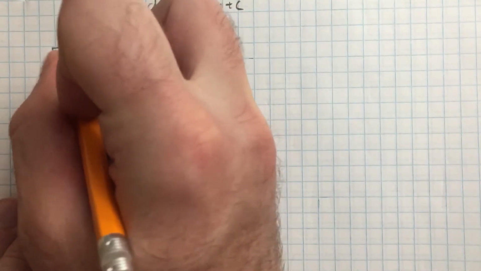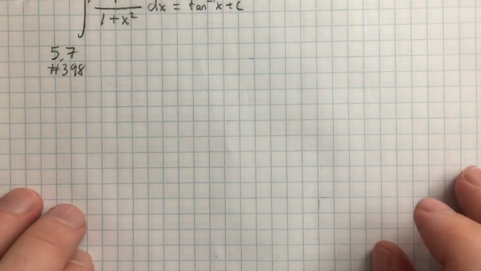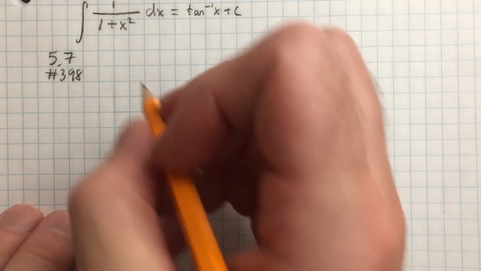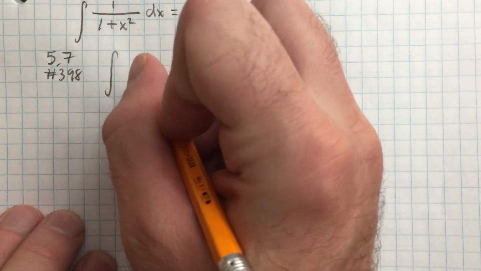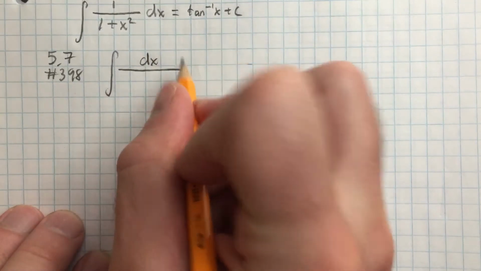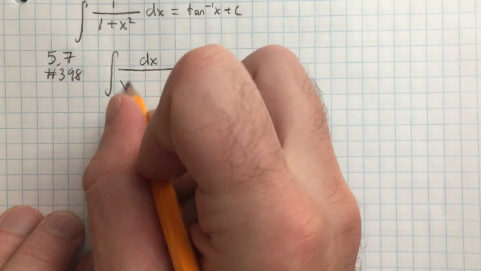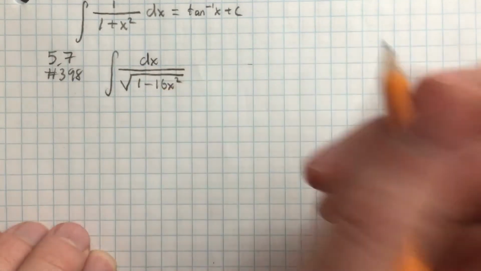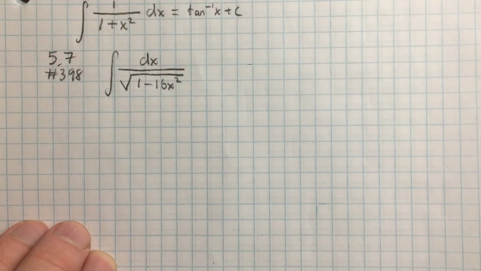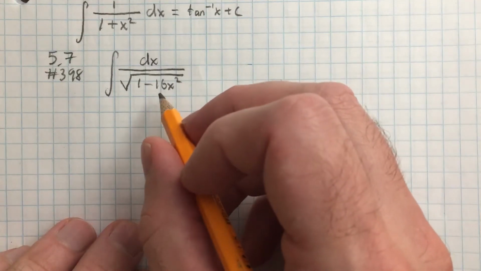5.7, number 398 to illustrate this. So it says find the antiderivative of dx over root 1 minus 16x squared. All right, even the book's formula for these particular types of problems would not really cover this one in totality. So you would still have to use u substitution anyway.